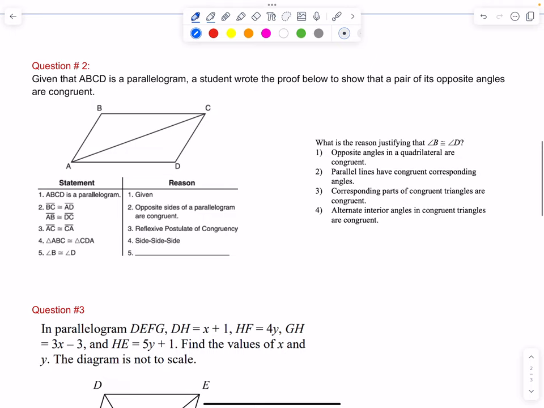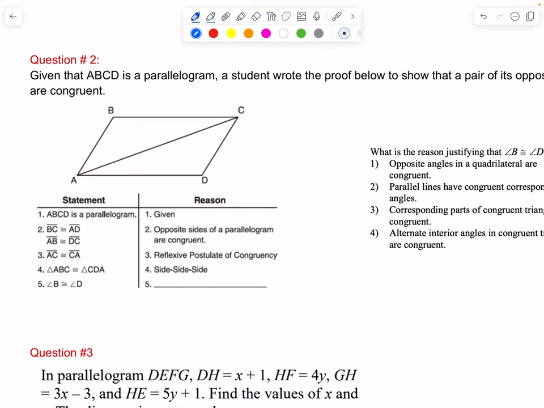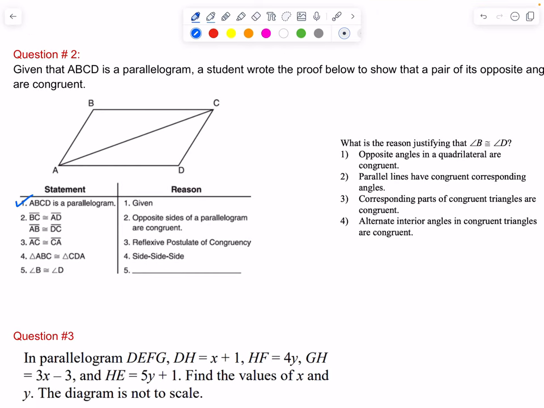This one is a proof question. It says, given that ABCD is a parallelogram, a student wrote the proof below to show that a pair of its opposite angles are congruent. And so it says ABCD is a parallelogram is given. So that's true and given. Then BC is congruent to AD, and AB is congruent to DC, and they know that that is true because opposite sides of a parallelogram are congruent. So let's label what they've said so we can follow with their thought process. So BC is congruent to AD, so let's put some tick marks there, and AB is congruent to DC.